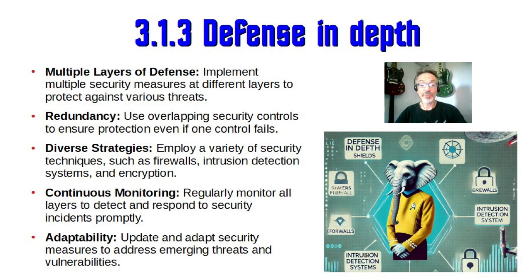1. Multiple layers of defense. The core concept is to implement various security measures at different layers of the system or network. This approach ensures that if one layer fails, the other layers can still provide protection. 2. Redundancy. Emphasize the importance of overlapping security controls. This redundancy helps ensure protection even if a single control fails or is bypassed.